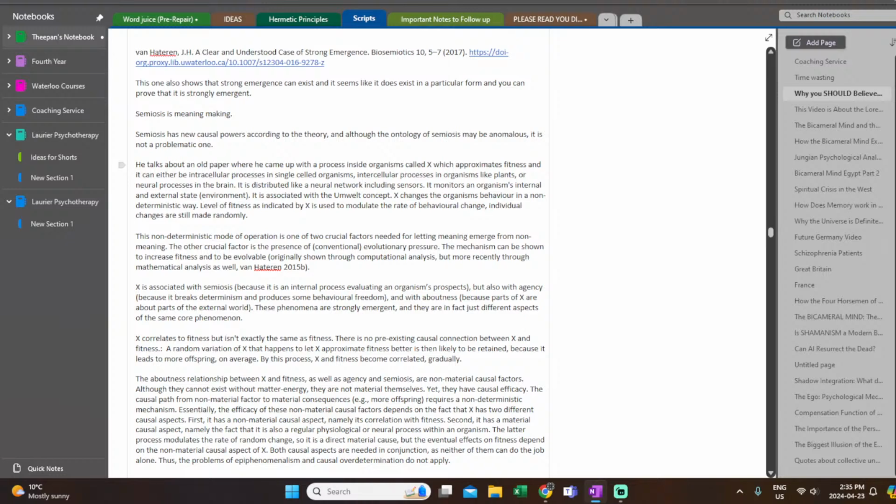Or like neural processes in the brain, exactly like perception. It is distributed like a neural network, including sensors. So this is what he came up with in a previous paper. It monitors an organism's internal state and external environment. It is associated with the Umwelt concept.